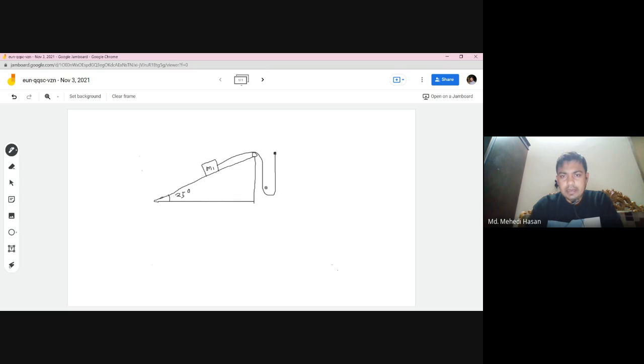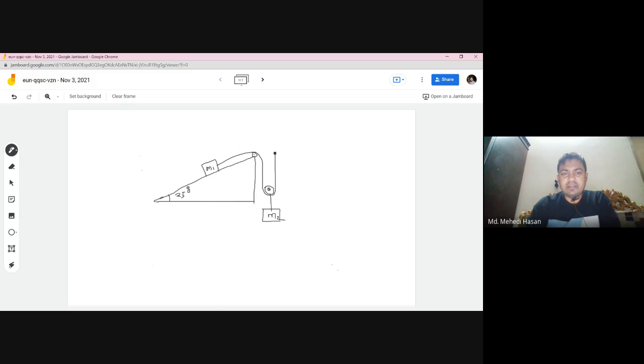Okay, and here is another pulley. There is another pulley. This is one, and this is another one, and another box is attached here. This is m2, and the pulleys are massless. We can say that the pulley moves freely up and down. Okay, so this is the given problem.